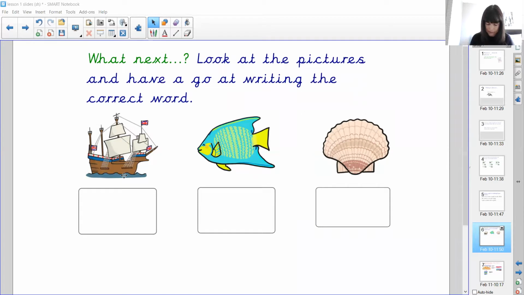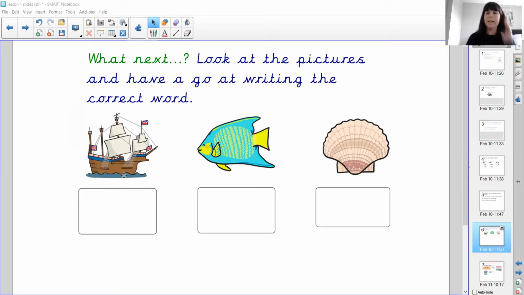The next one, did you get it? There we go. Fish. And our last one, what's the last picture? Yeah, you got it. It is a shell. Okay, well done. Hopefully you got all of those.